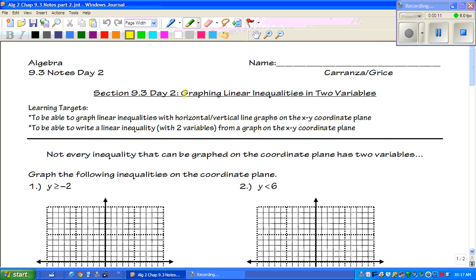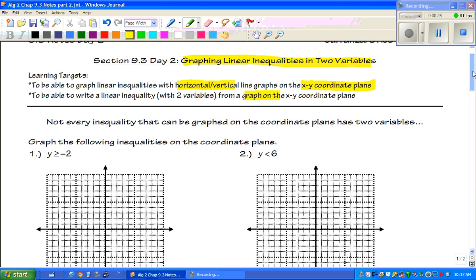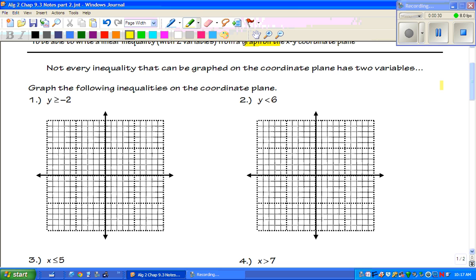Today we're talking about graphing linear inequalities in two variables. Our learning target today is to be able to graph linear inequalities with horizontal and vertical lines on the XY coordinate plane, and to be able to write linear inequalities with two variables from a graph. So, what we need to know is not every inequality that can be graphed on the coordinate plane has two variables. Graph the following inequalities on the coordinate plane.